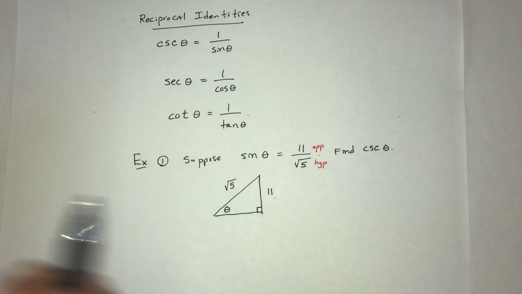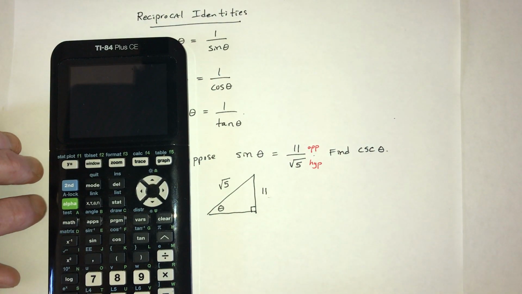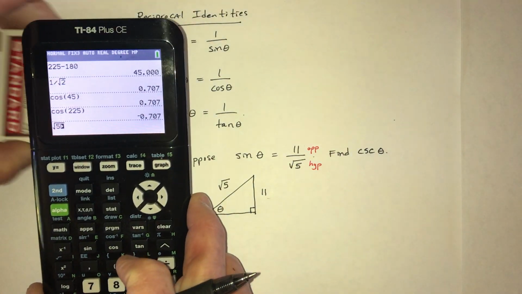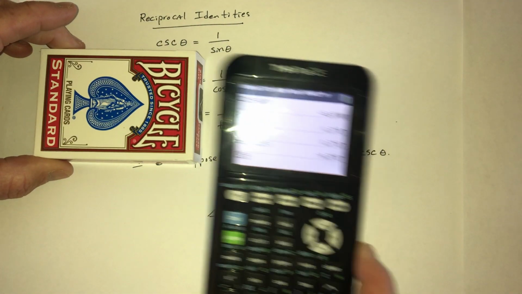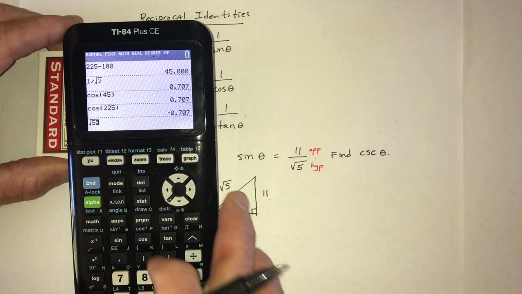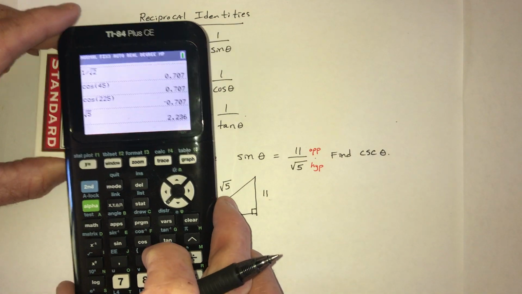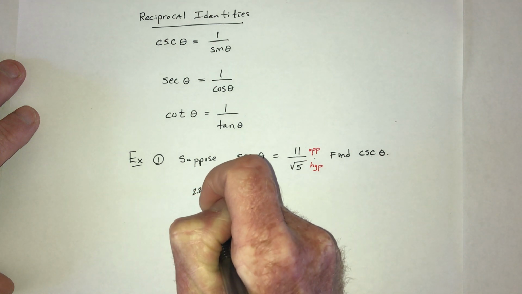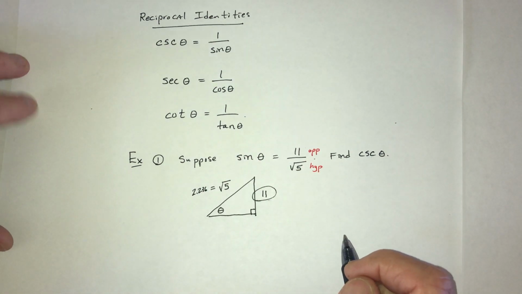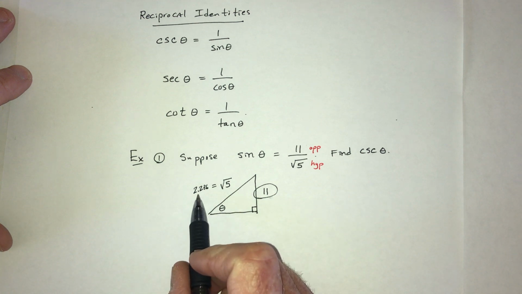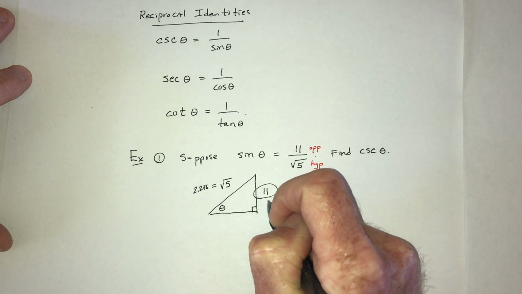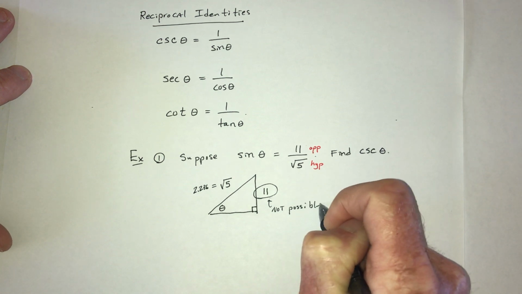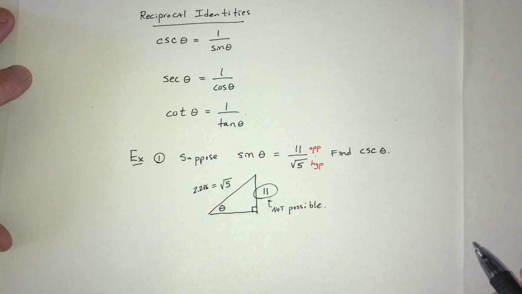Well, the square root of 5, oh, I hate those crazy lines. That's why I use my deck of cards right here to prop it up to get rid of that glare, is a 2.236. So this side is 2.236. So this side, there's no way that can equal 11. It has to be something smaller than 2.236. So this 11 is not possible. It's too big.